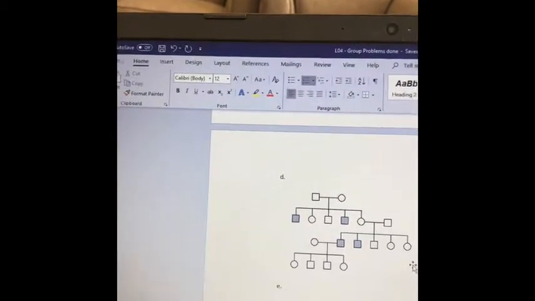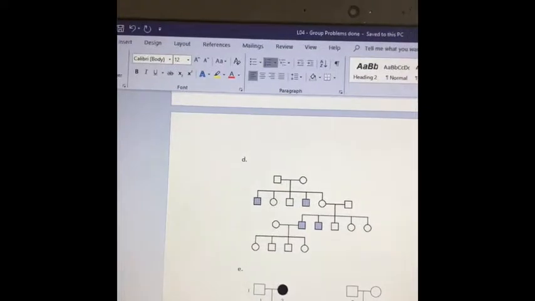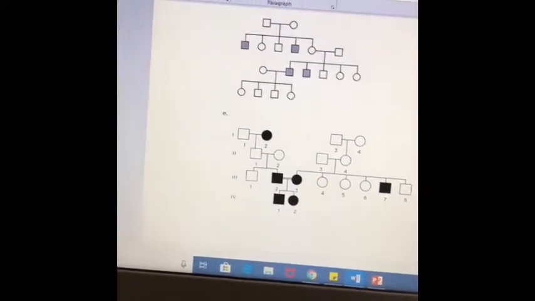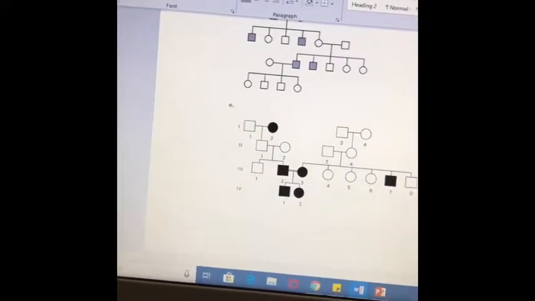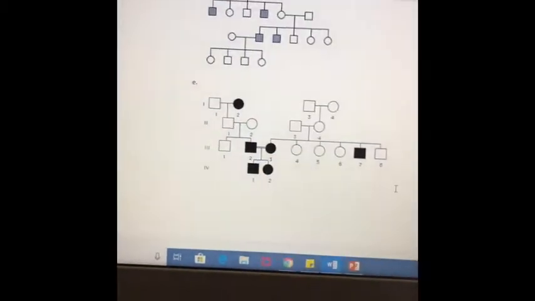For D, we said it was X-linked recessive because more males will have it, and it will also skip a generation. For E, we said it was autosomal recessive because we see it skips a generation, and then when both have it, all their offspring will also display the trait.